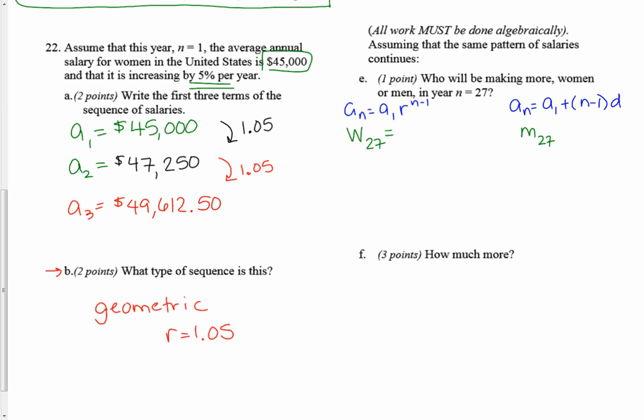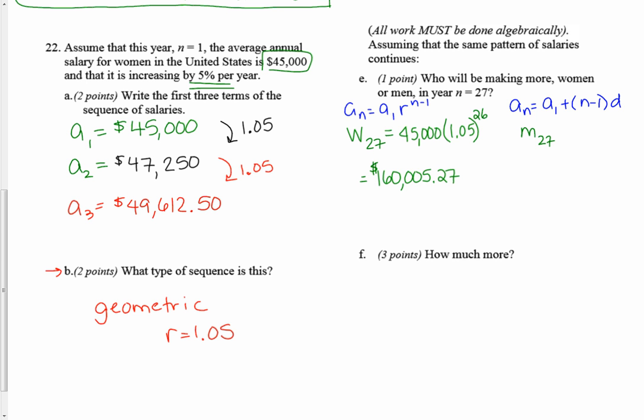So I wrote those two formulas down on this page. If I'm looking for the 27th term of the women's sequence, the first term was 45,000. The common ratio was 1.05 because that's what I multiplied by every time. And then I would need to repeat that process 26 times because to get the first number I didn't multiply by the common ratio at all. So I could type that into my calculator, and when I do that, it's going to give me $160,005.27.